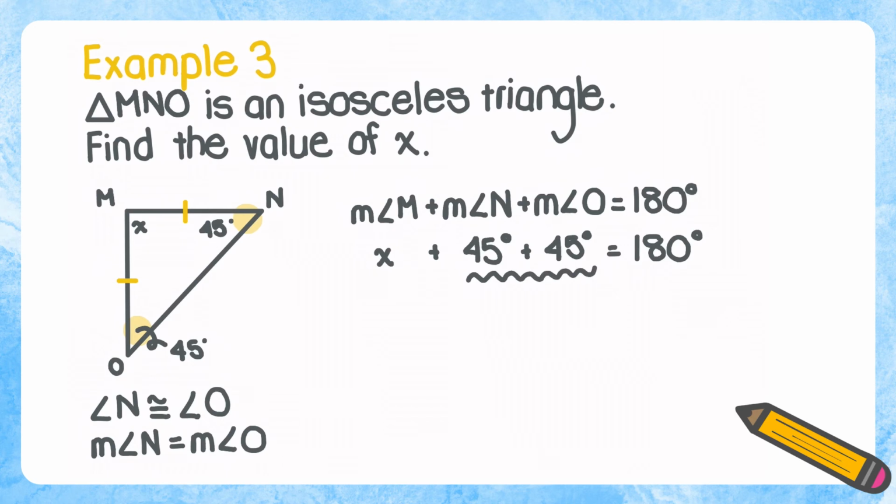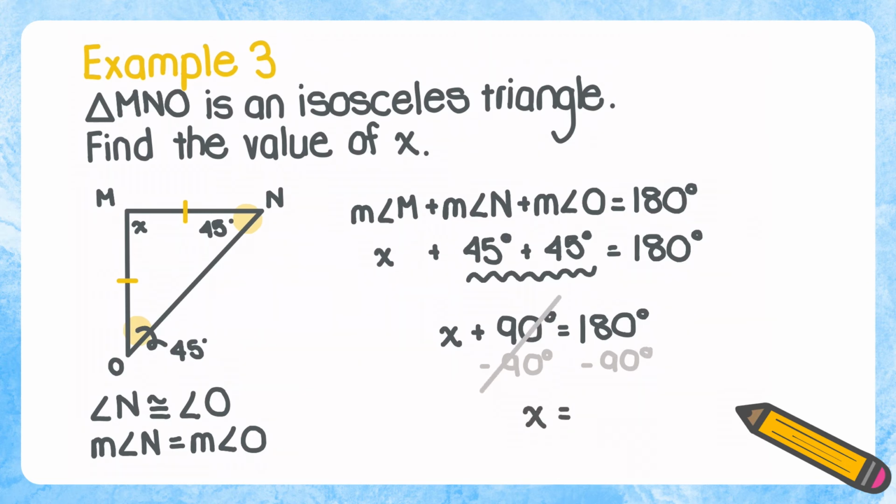Let's simplify this by adding 45 degrees plus 45 degrees. That's 90 degrees. From here, to solve for x, let's subtract 90 degrees on both sides. 180 minus 90 equals 90, so x equals 90 degrees. Here, the value of x is 90 degrees. Remember, if you ever need more time processing the information, you can always pause the video and rewind as necessary.